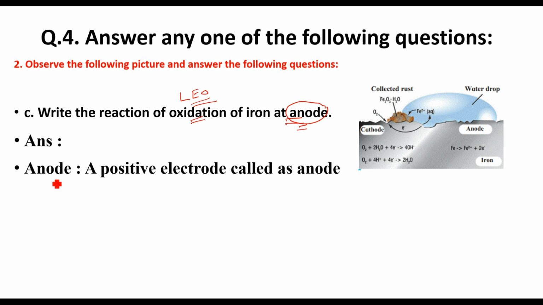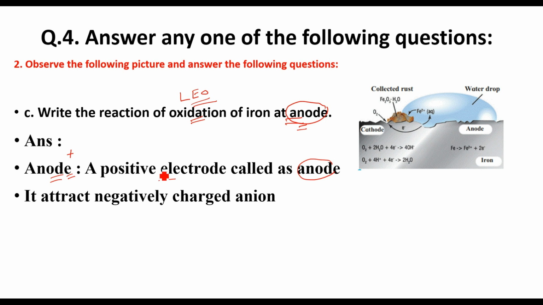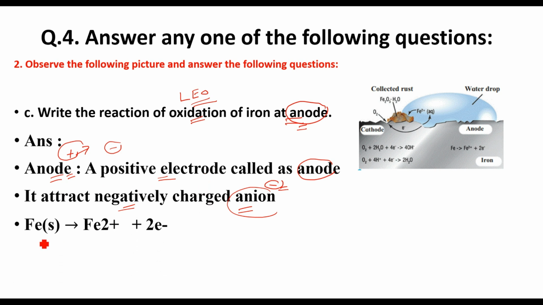Here it is written what an anode is. Anode is a positive electrode. The electrode which is positive, we call it an anode. Anions means negatively charged, so negatively charged ions are attracted to the anode. If the anode is positive, only negative ions will be attracted towards the anode. That is the major difference between anode and anion. And here is the exact reaction related to it.